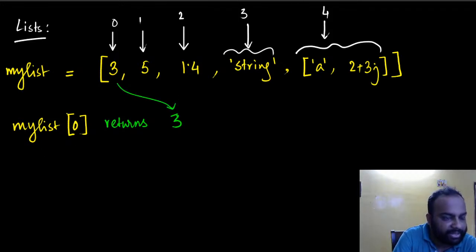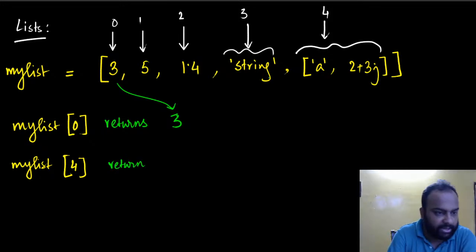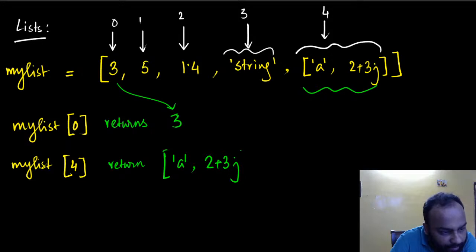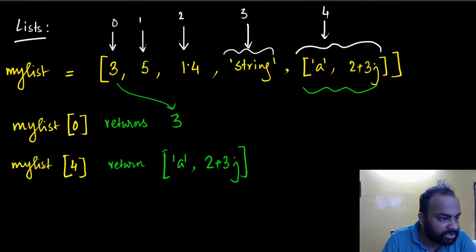Similarly, if I say my list 4, what will it return? Return means the output of a certain execution. So this will return this one, the 4th element. This entire list here is the 4th element. So if I say my list 4, then this is returned. Let's try that ourselves and see how it works.